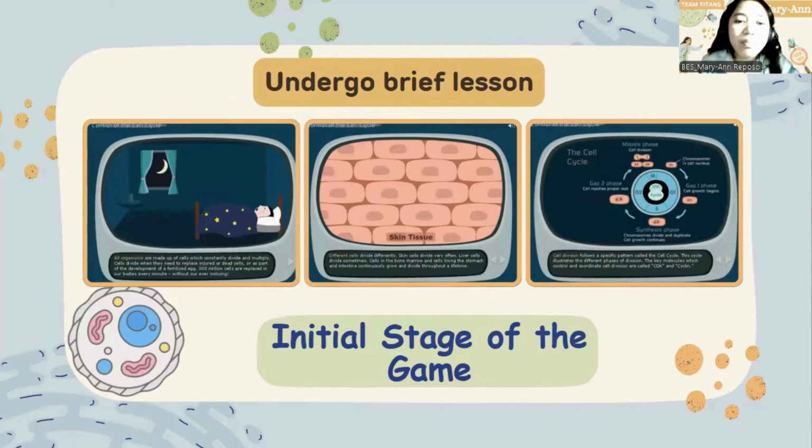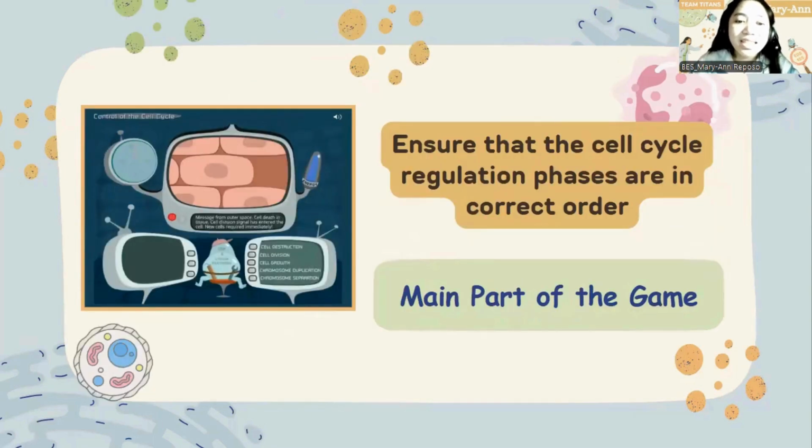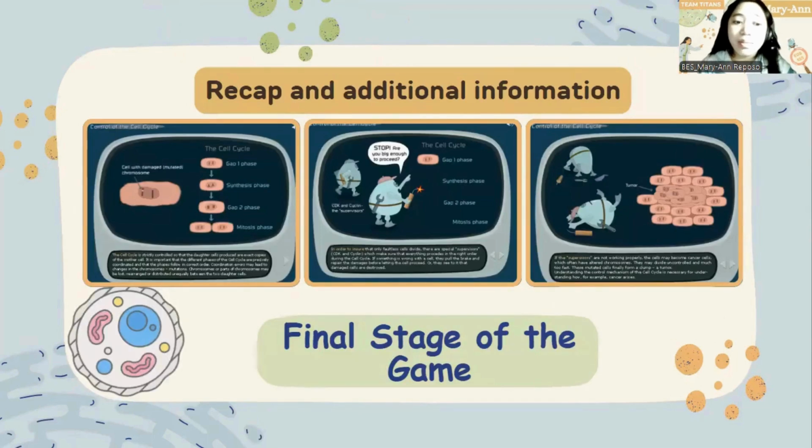After the brief lesson, the main part of the game commences, and the cell cycle division supervisor will be directed to the cell cycle control system. This is where they must make sure that processes of cell cycle regulation are in correct order. And when the division supervisor clears the main stage of the game, it will be directed to the final stage, which is a short discussion about the cell cycle regulation, CDK cyclin's role, and cancer cell formation.